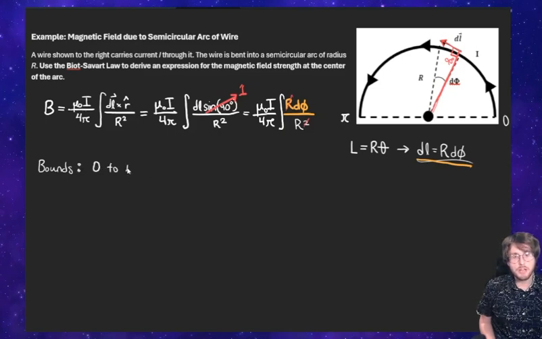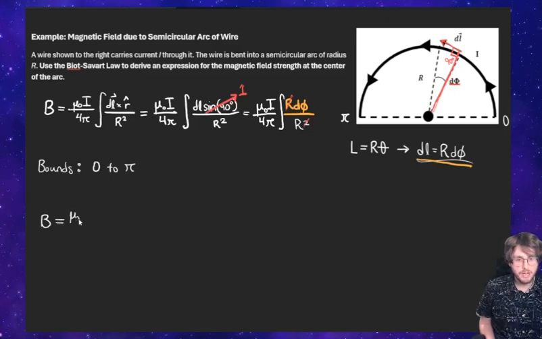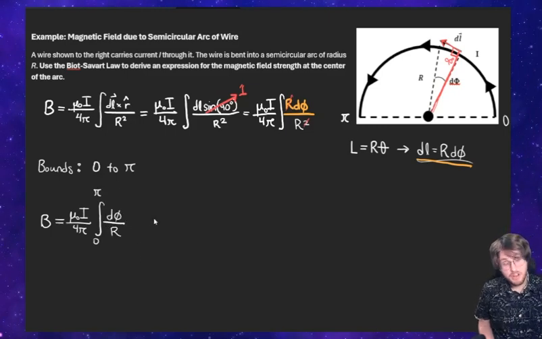Remember, when you're integrating through an angle, you always want to integrate over radians, not degrees. The math works out completely differently depending on which one you use. And so here, we'll take our official integral, mu naught I over 4 pi times the integral from 0 to pi of d phi over r. But of course, r is a constant as well, so we can technically move that out of the integral without any issues. And so we're really just integrating through phi here.